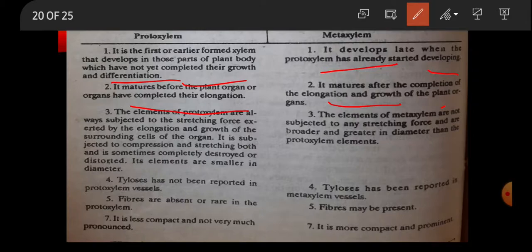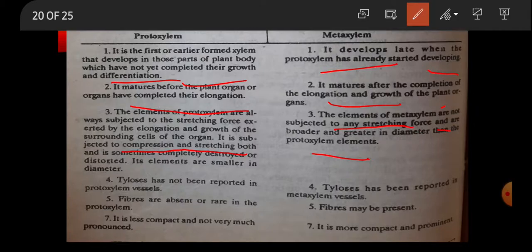Now their elements secrete a substance and are subjected to compression and stretching, and they are completely destroyed. When the metaxylem starts forming, the protoxylem gets destroyed, and the metaxylem elements are hard, not subjected to any stretching or force, and are also greater in diameter. So the protoxylem elements are weaker, the metaxylem are hard, and the metaxylem crushes the protoxylem.